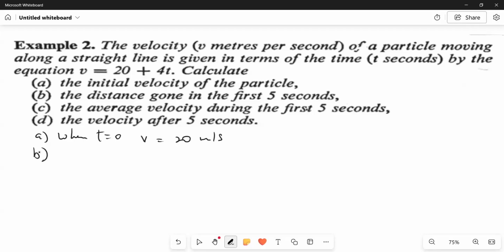So the b part now. Remember, s is the integral of v, right? S equals the integral of 20 plus 4t dt, right? Which will give us what? 20t plus 2t squared, right? Plus again your c, or you can use k, right? Doesn't matter. And you have to evaluate c.